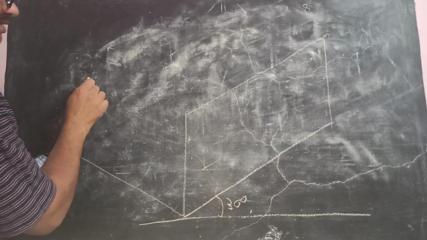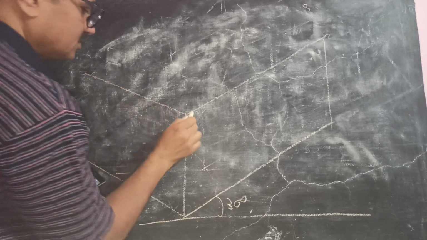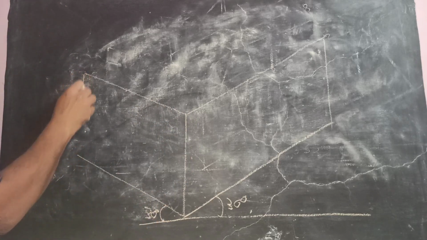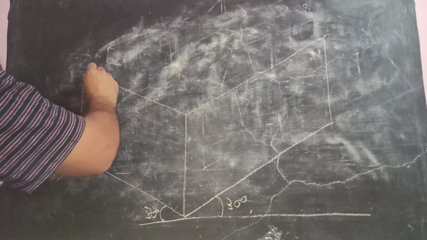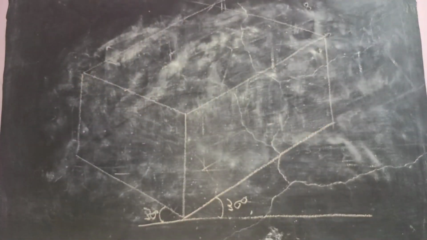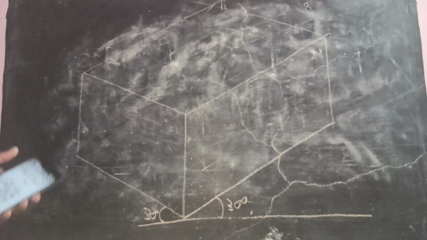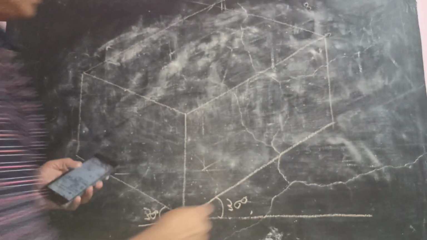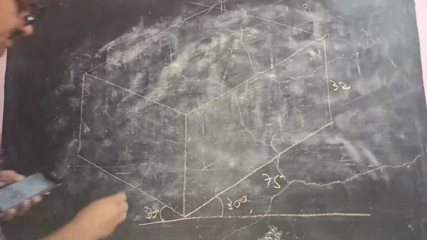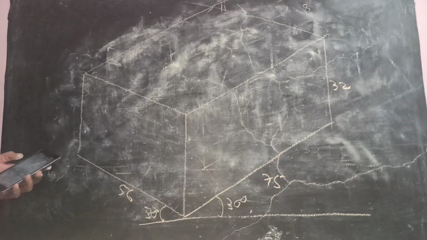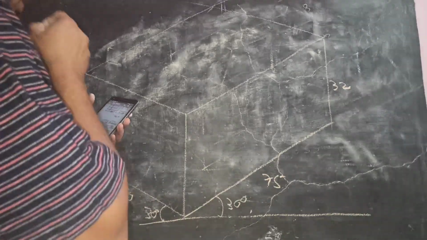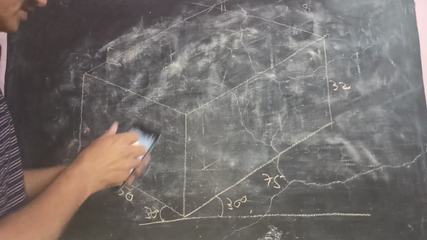Draw this length. This angle is again 30 degrees. Mark this and complete this, parallel to this, parallel to this. So you will get this block as the diagram. This length is 75, this height is 32, and the width is 50.